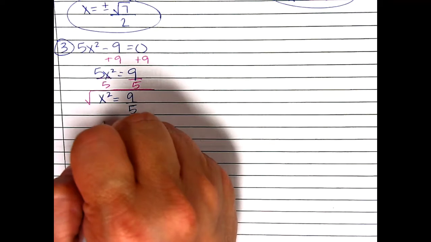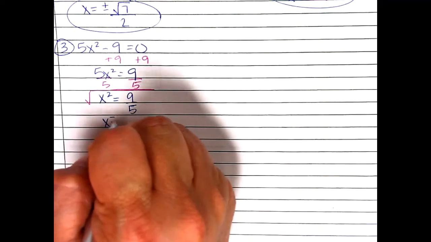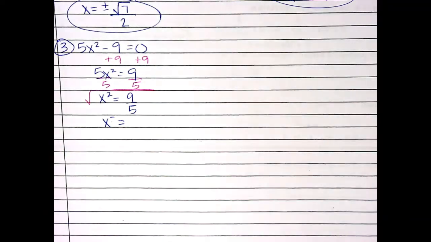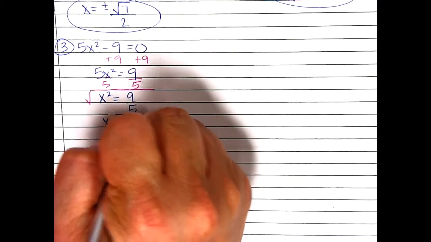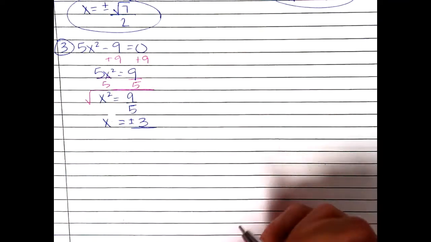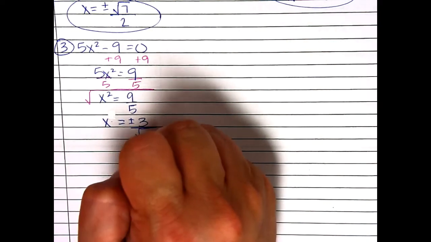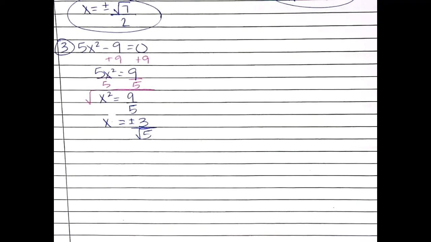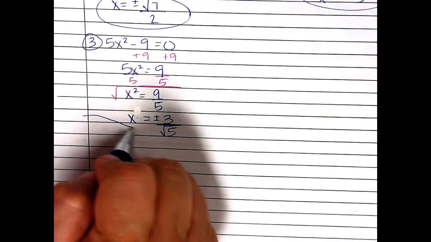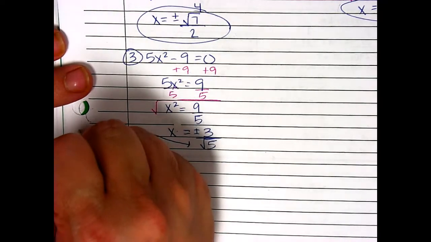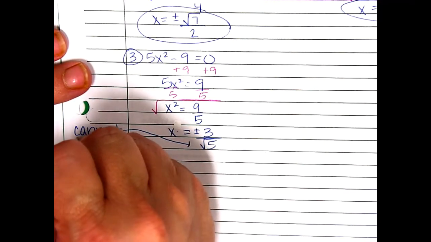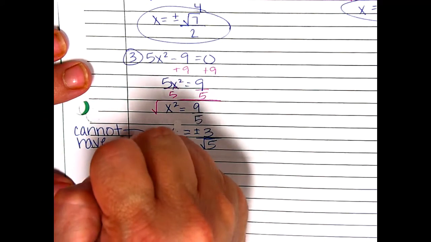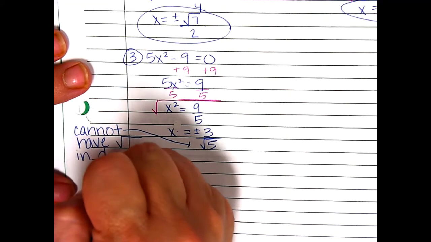Okay, so I have x equals, not that little negative spot right there. The square root of 9 is positive or negative 3. And the square root of 5 is radical 5. We have a small problem here, though. This radical in the denominator is a big no-no. You cannot have a radical in the denominator.